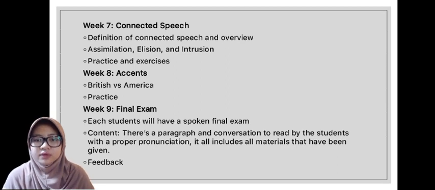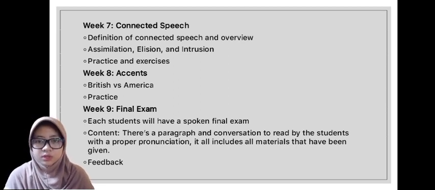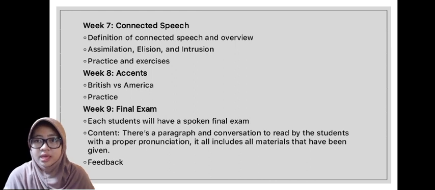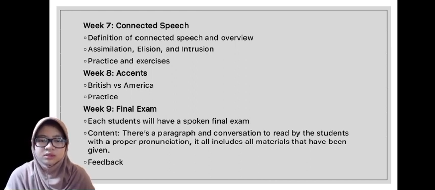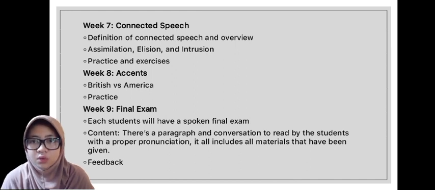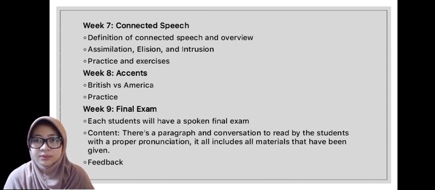And then week 7, we will learn about connected speech. We will learn about the definition, and about assimilation, elision, and intrusion. And then we will have a practice and exercises. And then accents. For week 8, we will learn about accents, which are British and American. We have 2 main accents to learn here. We will know the difference between British and American. And then we will have a practice as well.